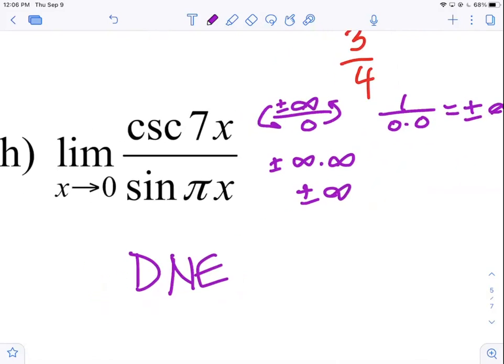Okay? It's not 7 over pi. It's not pi over 7. 0 over 0, infinity over infinity, and infinity minus infinity. Those are the only three indeterminate forms we'll have right now. Everything else is determinable, right?